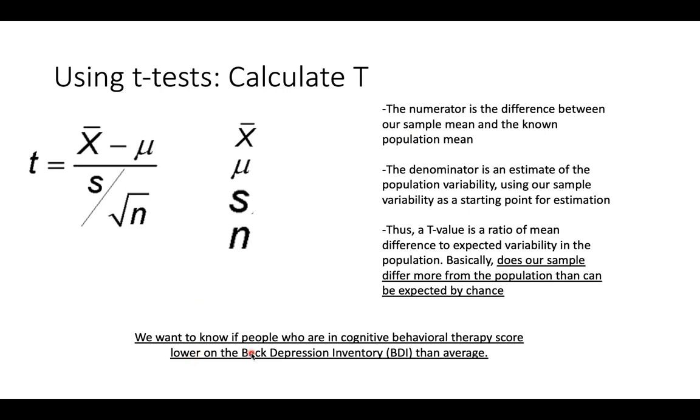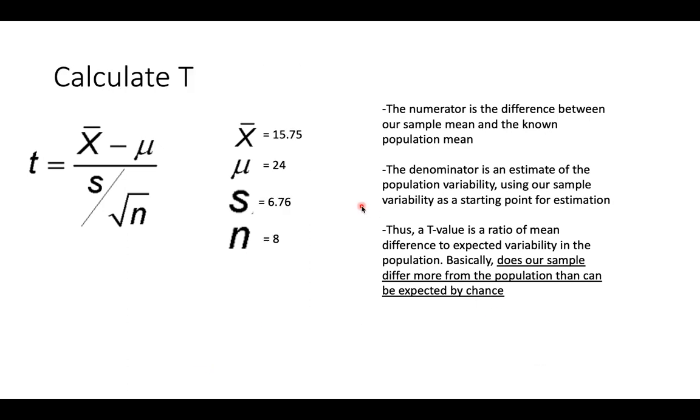Our research question here is, we want to know if people in cognitive behavioral therapy score lower on the Beck Depression Inventory than average. So, does CBT, cognitive behavioral therapy, lower people's depression? We collect data from N equals 8 people. They scored an average of 15.75 on the BDI, the Beck Depression Inventory. We know that the population scores an average of 24. And here we have our variability in our population, our S.